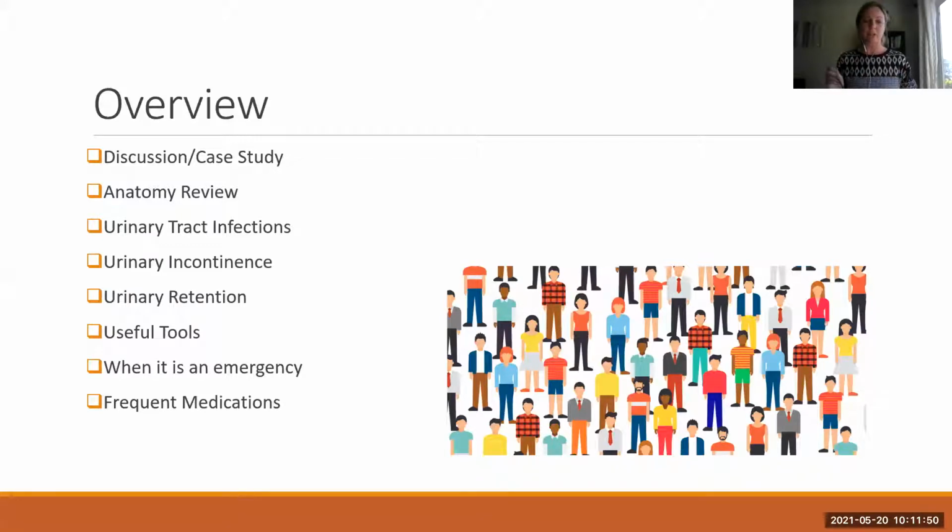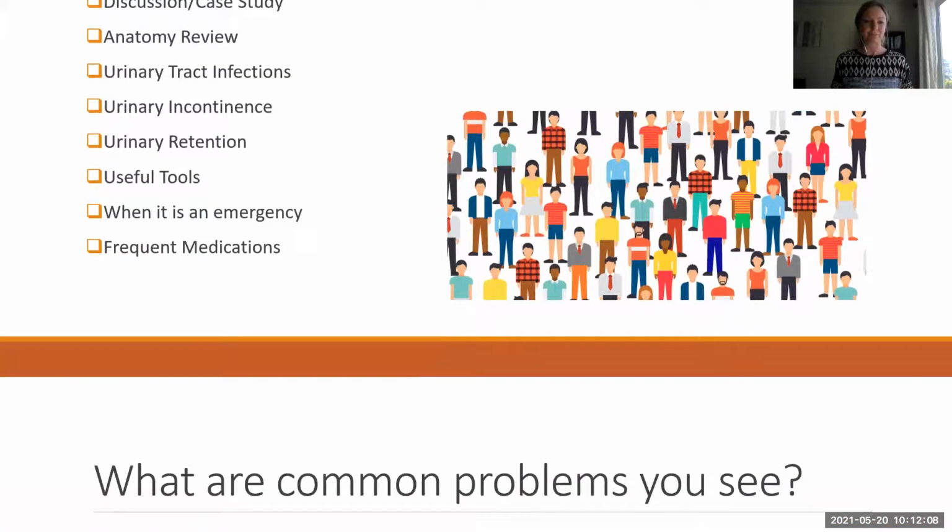We're going to talk about useful tools, what you can do, anybody in the community, not just medical providers, and when something becomes an emergency, and then also the frequent medications. Then we're going to wrap everything back to that case study at the beginning, and then we're going to talk about what we learned.